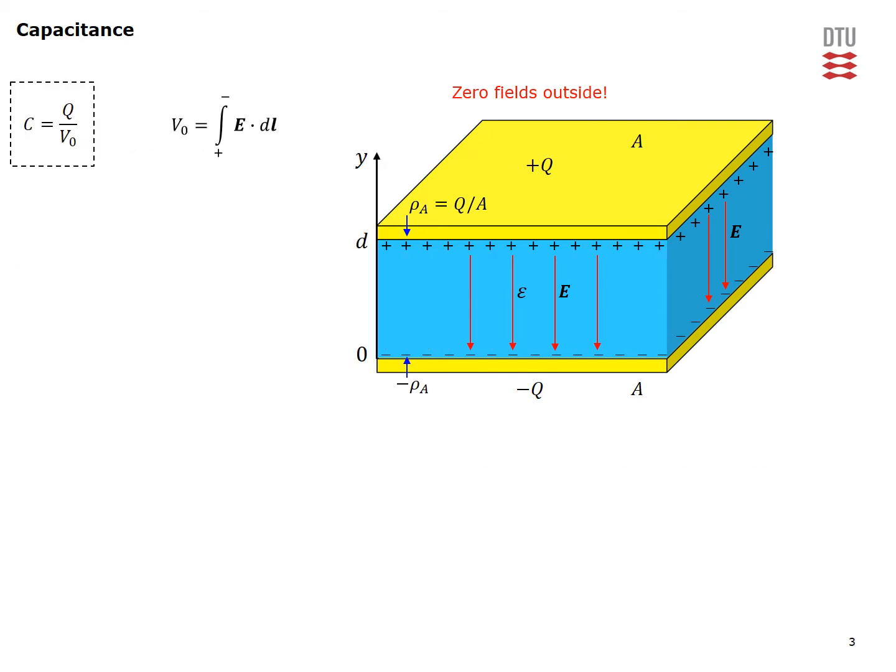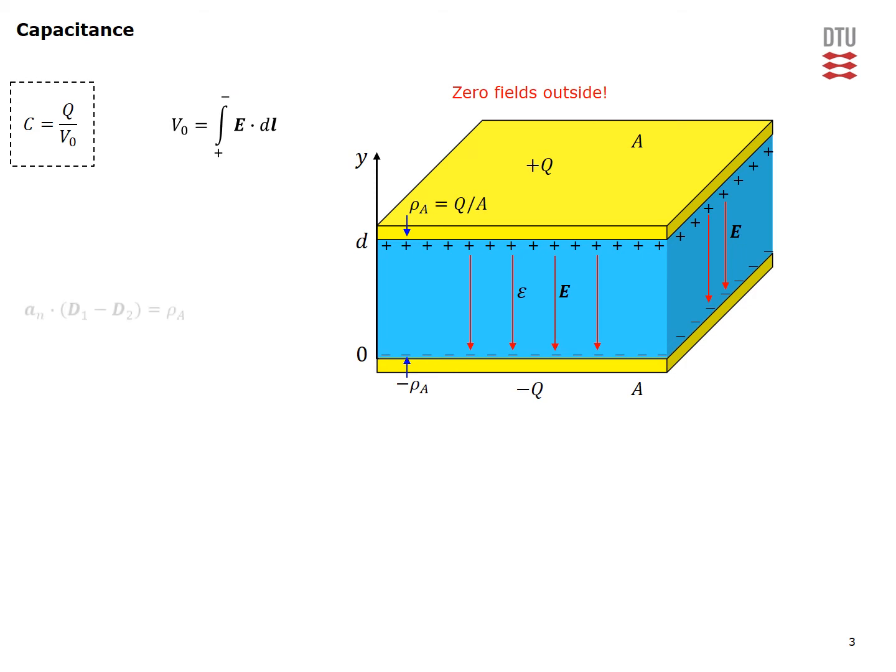So here we see our parallel plate capacitor again. We have now introduced a y-axis as shown here, so that our lower plate is located at y equal to 0 and the upper plate is located at y equal to d. This is the standard formula for getting the capacitance, where V naught is the voltage from our positively charged conductor to the negatively charged conductor.